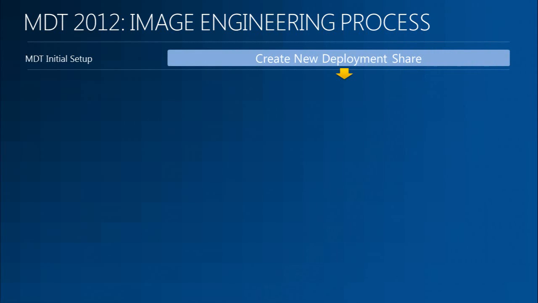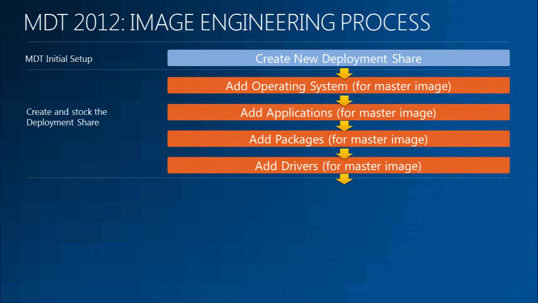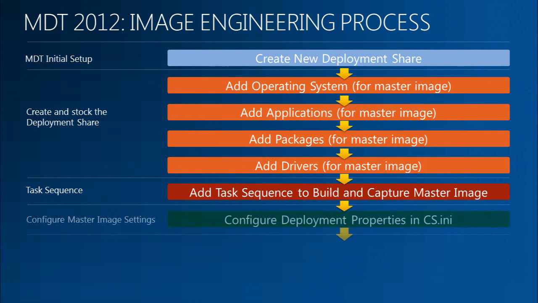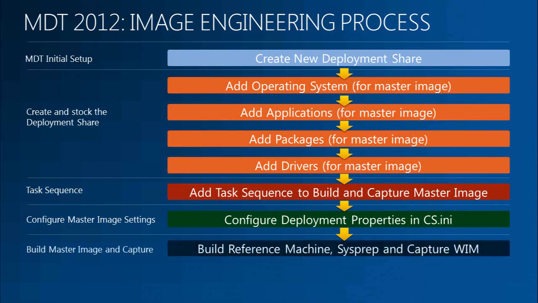We create a deployment share in the MDT environment. We stock it with a whole bunch of source material, so the operating system. So this is a vanilla operating system from the DVD, the enterprise operating system. We add applications to MDT. We add packages, so updates, hotfixes, languages, and drivers. Any drivers we need, we can add into MDT. We then build a task sequence for creating that image, creating that machine. We can make some changes to a file called customsettings.ini within MDT to configure how the image is built. And then we build it, sysprep it, and capture it back to the MDT server as an image.